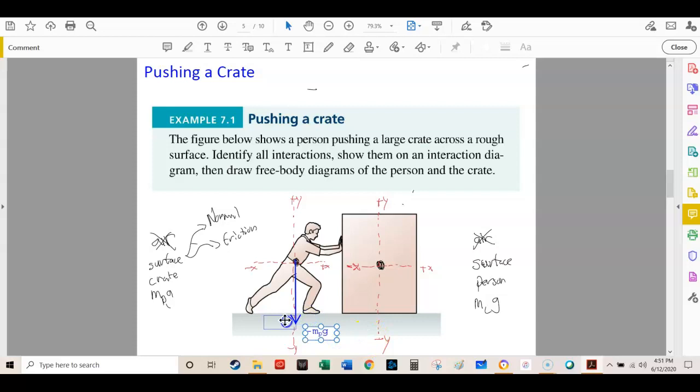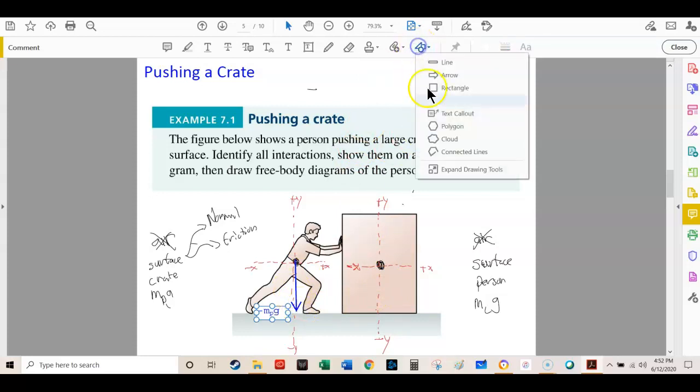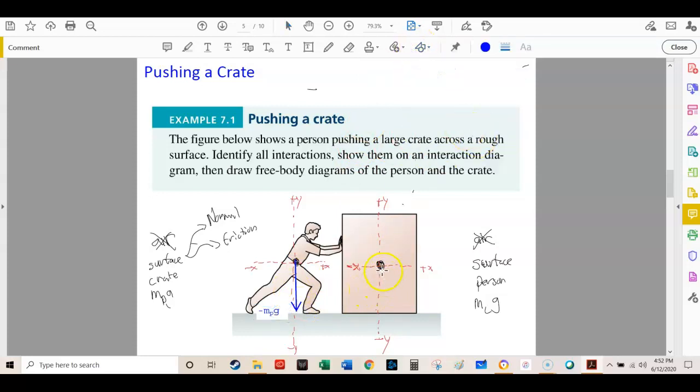So that is this vector right here, and that's the weight of the person, right? And I'm going to make it a smaller vector because I want the person to have a smaller mass than the object, than the crate. All right, now the crate is going to have a vector down as well, but it's going to be a big vector. I'm going to bring it over here, and I'm going to just use that as my label, but I'm going to subscript it with a C.